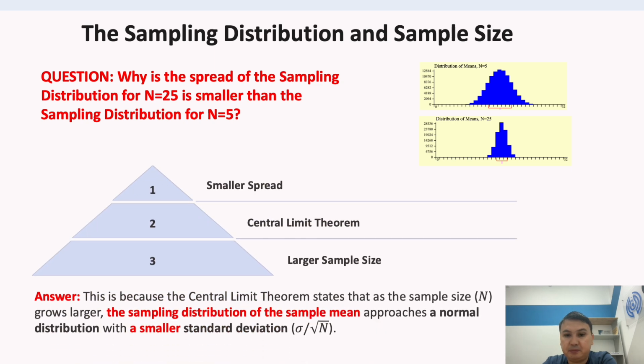Well, the reason is the central limit theorem. The smaller spread is due to the central limit theorem when you have a large sample. Because we know from the central limit theorem that the standard deviation for your sampling distribution will be sigma divided by square root of n, where n is the sample size. So clearly if n is large, your standard deviation is small. Standard deviation is exactly what it says, how spread out your distribution is.